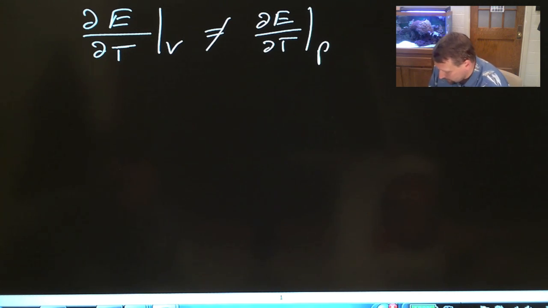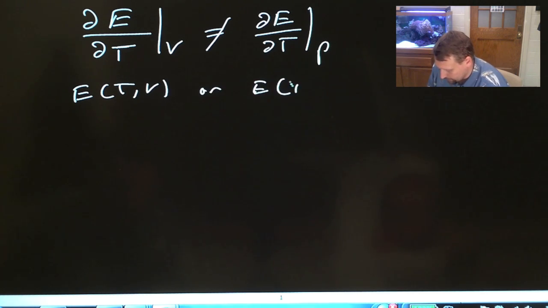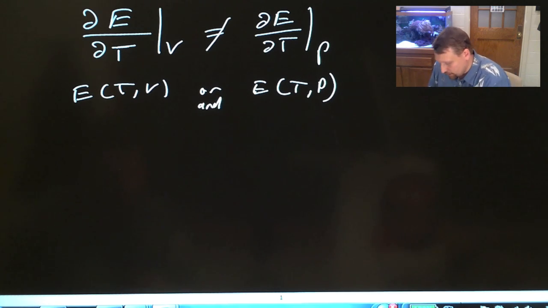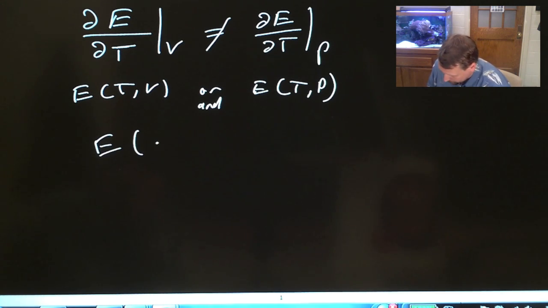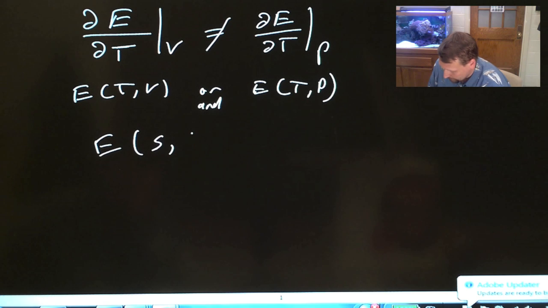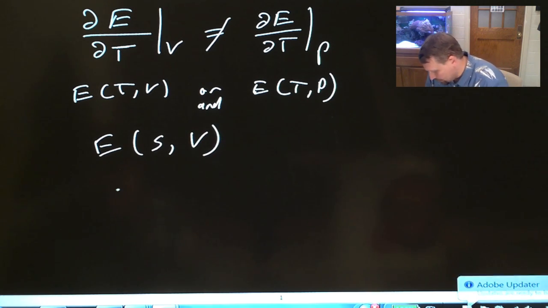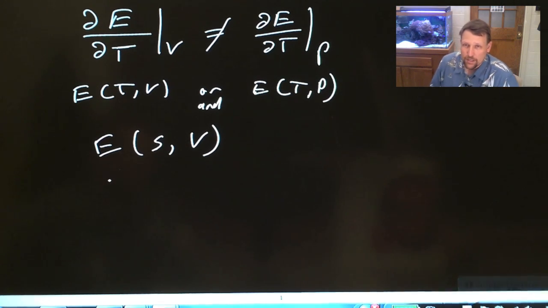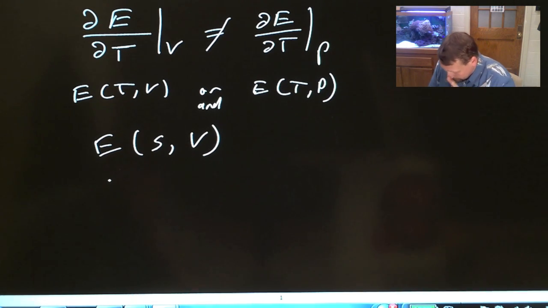Well, what we need is E as a function of temperature and volume, or E as a function of temperature and pressure. In the end, we will need both to show that indeed they are not equal. What is E an actual function of? E is an actual function of entropy and volume, not T and V or T and P. So the first thing we need to do is get a form for a differential E that is an actual function of temperature and volume instead of entropy and volume.